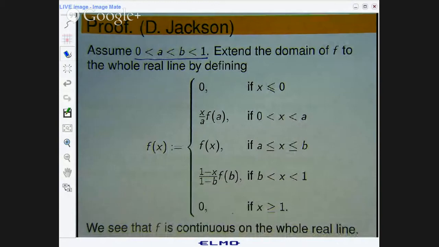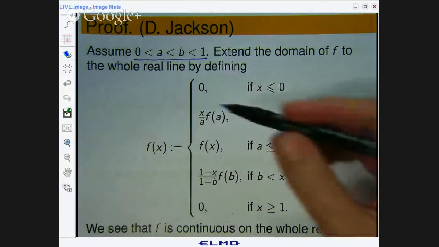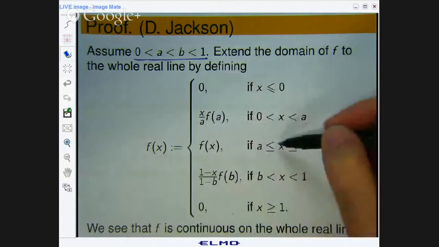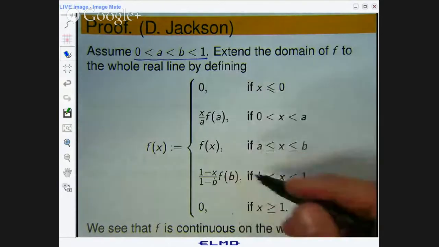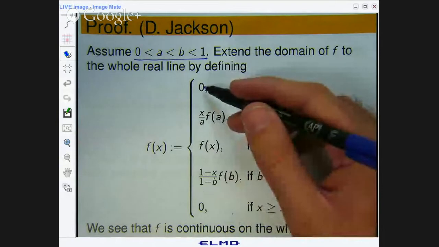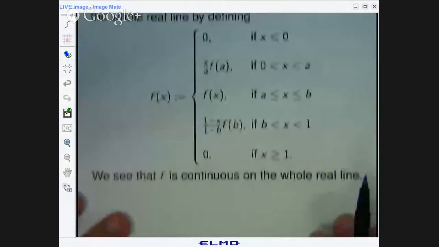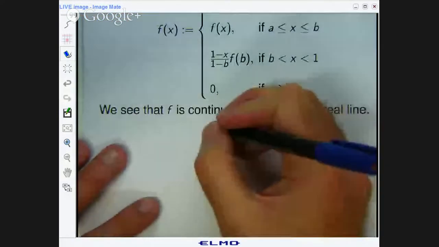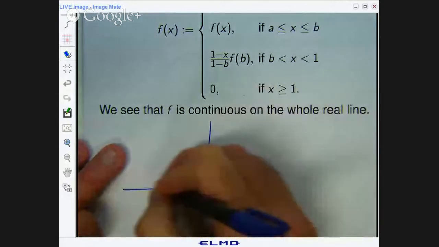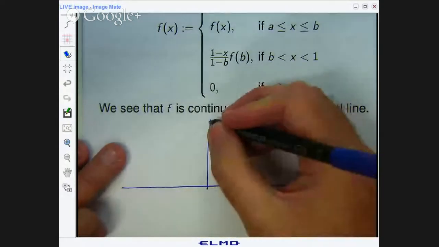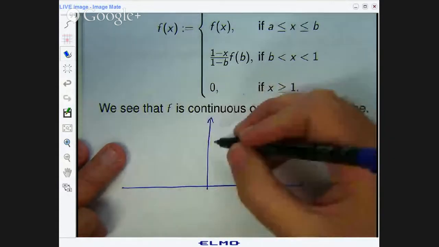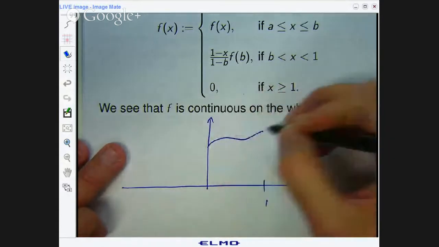All right. So this looks quite complicated, but essentially it's f for x between a and b. You draw a line joining the endpoints to the x-axis, and it's 0 everywhere else. So if I was to draw a little picture, okay, let's say that's 1, and there's 0, and the function might look like that.